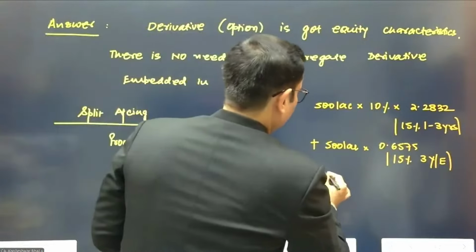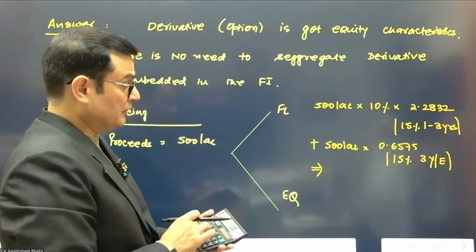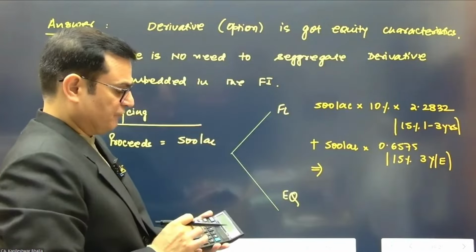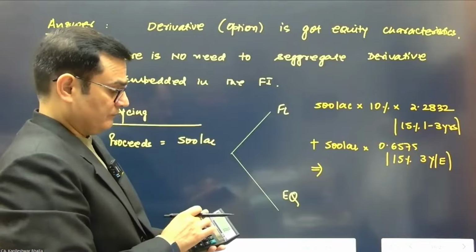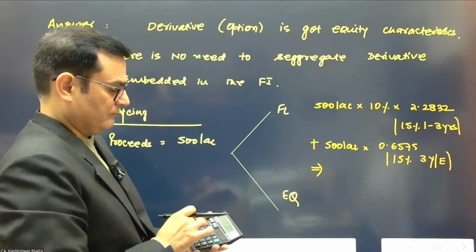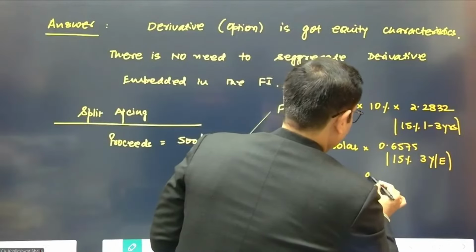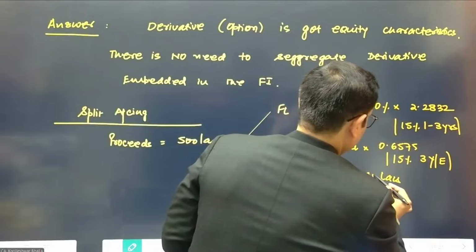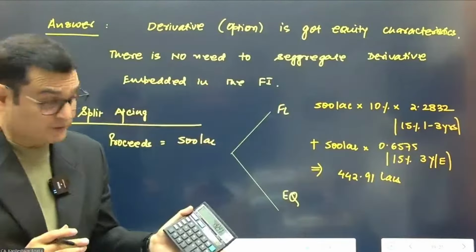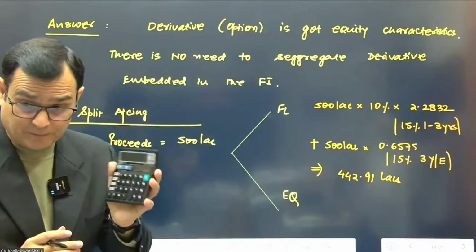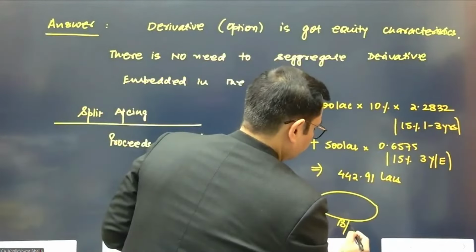So let's see what is the financial liability element. 500 into 0.6575, 328.75. I think this is coming to 442.91 lakhs. Just check the figures. I hope they are correct. Yes, I got the answer, 442.91. Perfect.